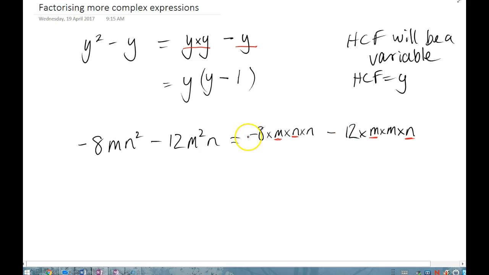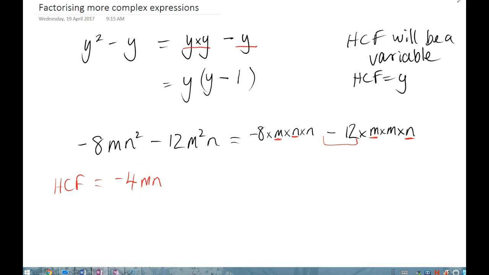And then when you look at the numbers -8 and -12, I'm treating this as a negative. What is the largest number that can divide into both of those? Well, in this case, it'll be 4, but I'm actually going to divide by -4, and I'll show you why that's the case. So my highest common factor will be -4, and then the letters we identified. There's an m and an n that I can take out of both terms, mn.